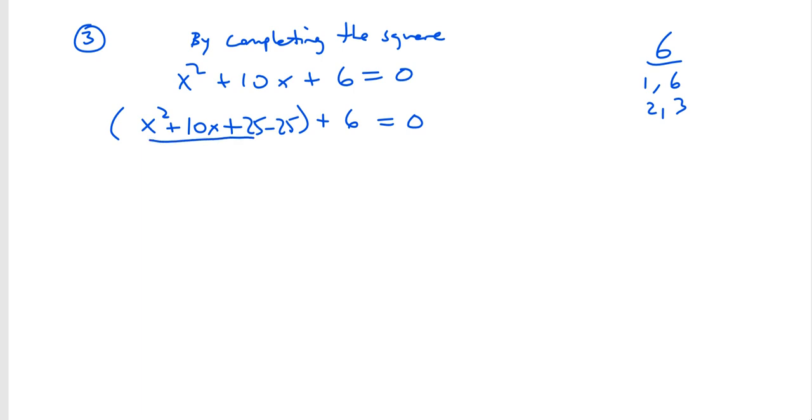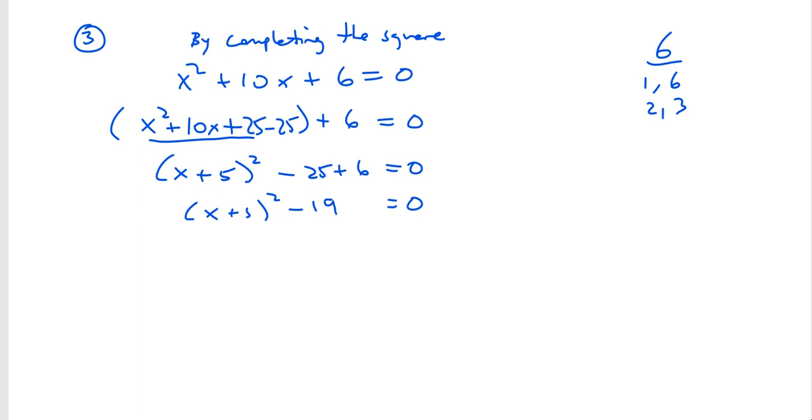Now, this trinomial in the front can be written as x plus 5 all squared. And then I have minus 25 and plus 6 equals 0. And I get x plus 5 squared minus 19 equals 0. And look, I've just completed the square the way we did when we were trying to find the maximum or minimum. But now, this is a solving question. This is solved by completing the square, which means it has to end with x equals. So I'm going to try to isolate my x. Now I'm going to do the rearranging.